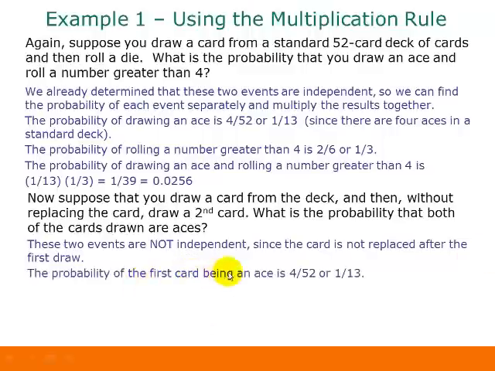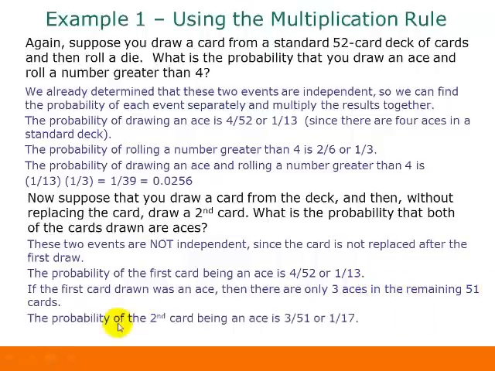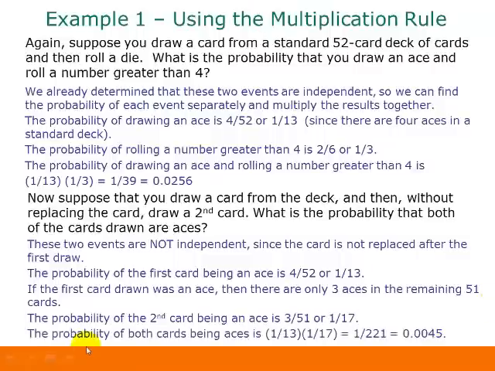So the probability of the first card being an ace is 4 over 52, or 1 over 13. But for the second draw, we're assuming that the first card drawn was an ace. So for the second draw, there are only 3 aces remaining in the deck, which now only has 51 cards. So the probability of the second card being an ace is 3 over 51, or 1 over 17. Now we can use the multiplication rule, so the probability of both cards being aces is 1 over 13 times 1 over 17, which gives us 1 over 221, or 0.0045.